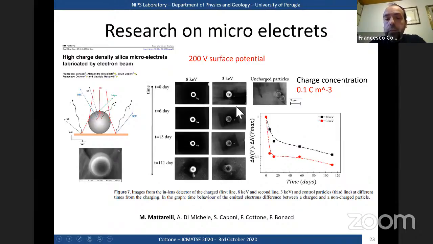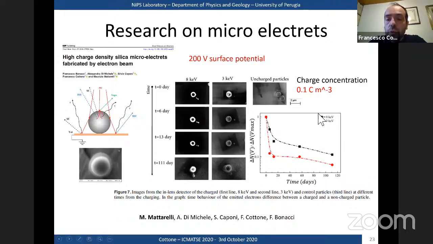And by varying the energy, you can charge both positively or negatively. So this depends on a surface effect in the impact of the electrons. They can emit secondary electrons and can extract atoms or electrons inside the microsphere. And so you can charge the spheres negatively or positively, but most of all negatively. So you can inject the negative charges on it.